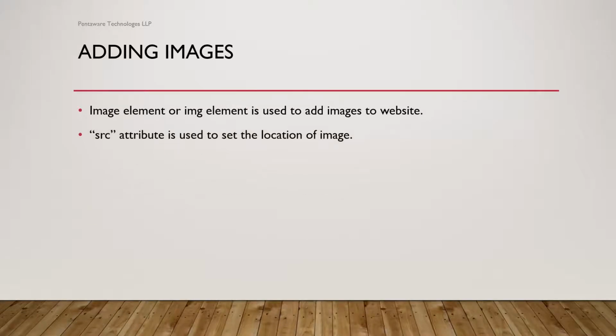Images are an integral part of any website. So how can we add images to the website? The image element, or img element, is used to add images to the website. And just like the style attribute, there is another attribute, the src attribute, that can be used with images or videos. The src attribute is used to set the location of the image. An example is the img tag with src equal to the image location.